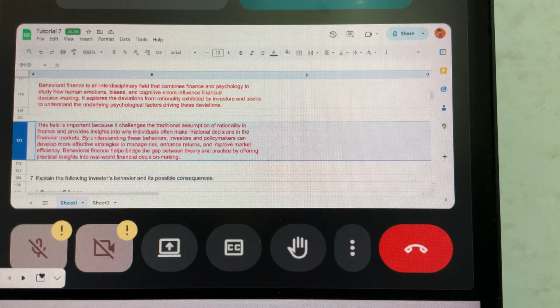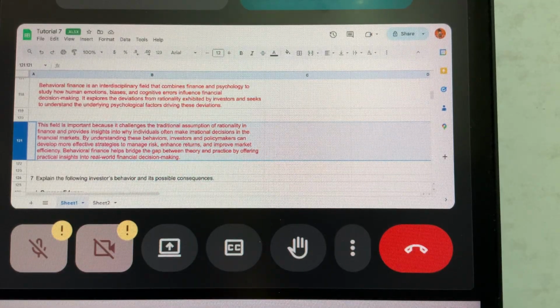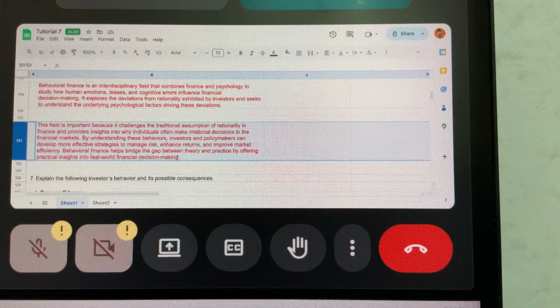In other words, if we can study this and understand how people behave, then we can make more money lah. Okay, all right. In other words, we can develop strategies that enhance our return. And behavioral finance basically bridges the gap between theory and practice by offering practical insights into financial decision making in the real world. So that's the importance of why we study behavioral finance.